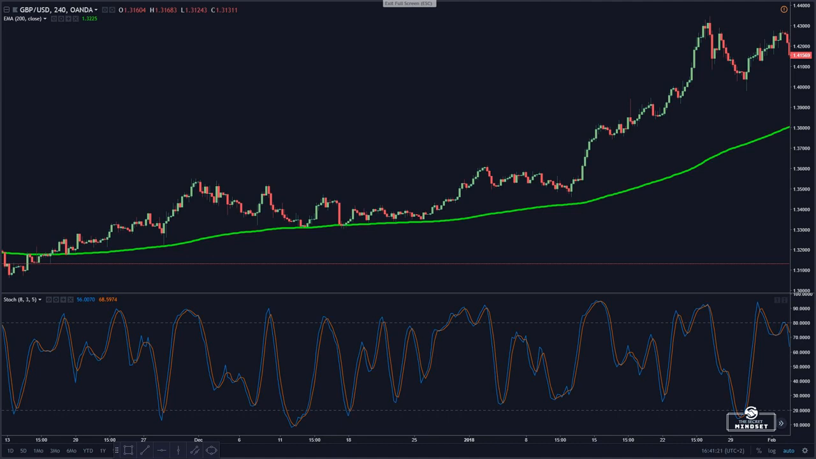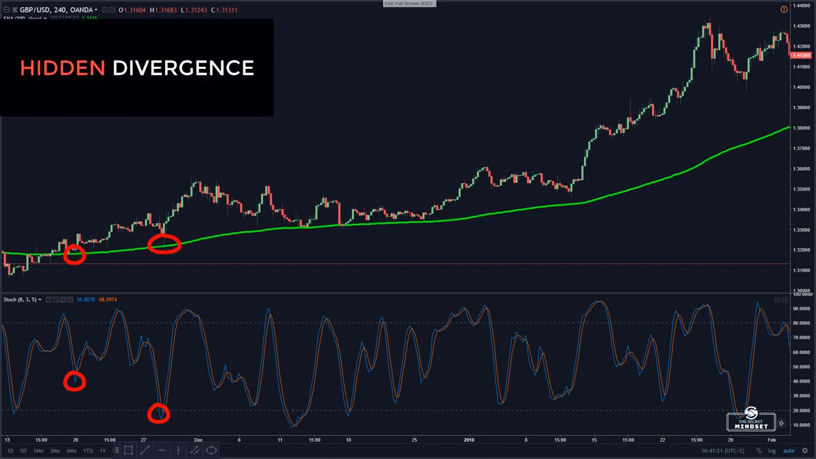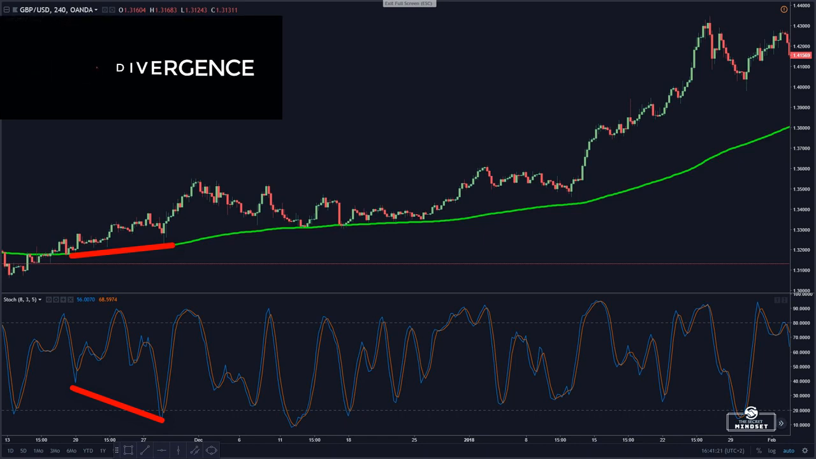The first signal was a buy entry after a hidden divergence around the 200 EMA. Observe how the price was making higher lows, but the indicator was making lower lows.